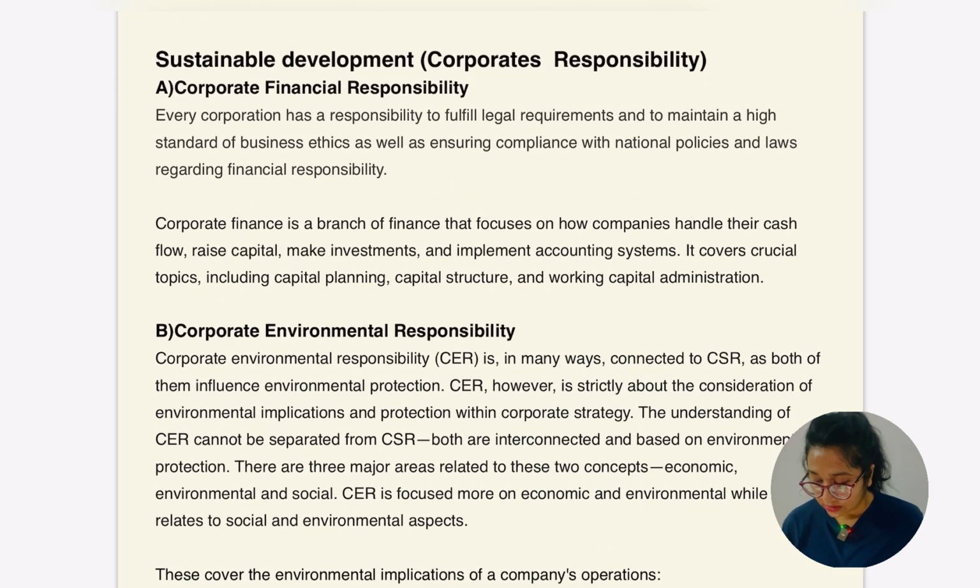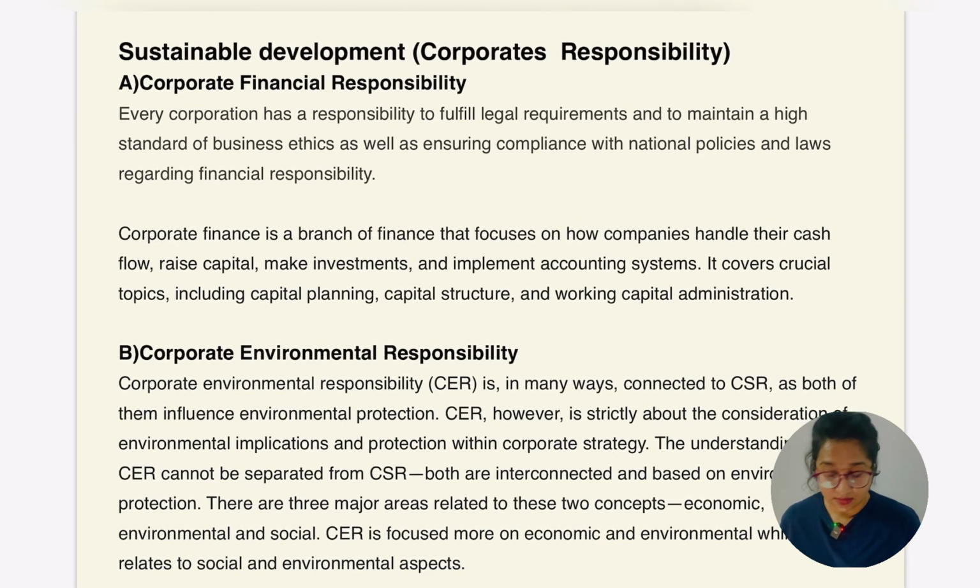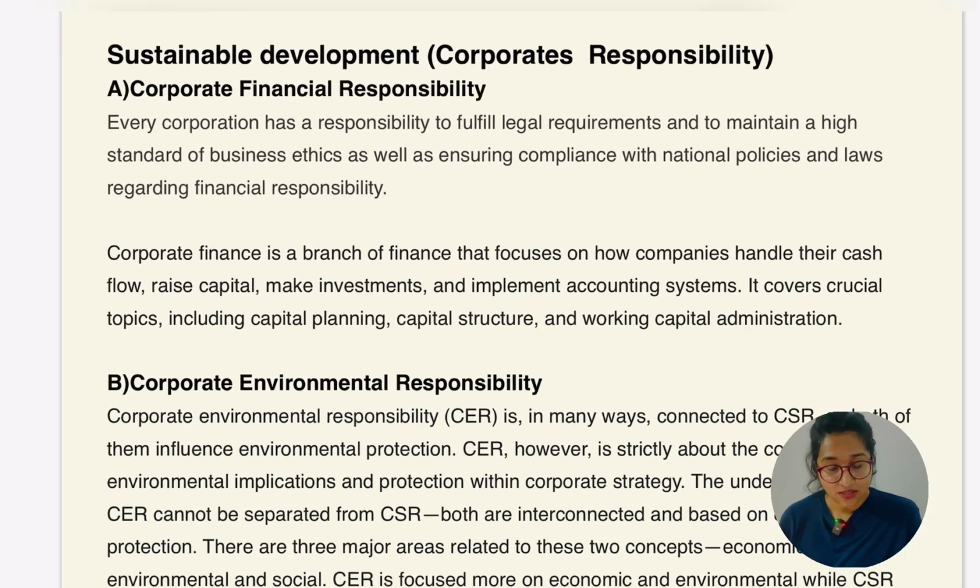Let's go for the major thing now. What I have told you is that sustainable development is divided into three parts: corporate financial responsibility, corporate environmental responsibility, and definitely corporate social responsibility. Among these three, one is very important, that is corporate social responsibility. So first I am going to read out all three, but in detail we are going for corporate social responsibility. Let's find out the meaning of the other things. Corporate financial responsibility is definitely related to profit and all.